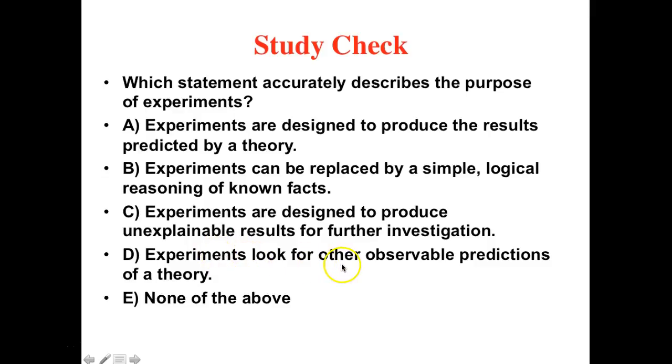Experiments look for other observable predictions of a theory. And yes, this would be more accurate. Once you have conducted a set of experiments and you can see a pattern developing, you can draw other predictions from that set of experiments, and then you can go about testing out your other predictions as well. Okay, so D would be the best answer.